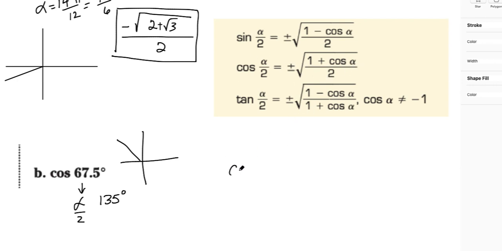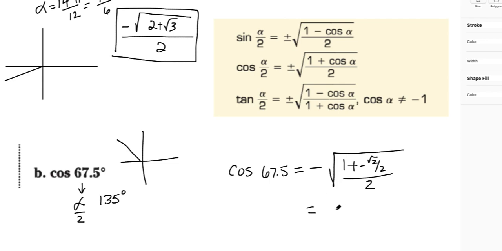So the cosine of 67.5 is going to be equal to, we're in the second quadrant where cosine is negative, so I'm going to put a minus sign there. I'm choosing the negative. 1 plus the cosine of alpha. Well, what's the cosine of alpha? What is the cosine of 135 degrees? Cosine of 135 degrees is square root 2 over 2, but negative. And it's negative because we're in the second quadrant. And then I'm going to divide that by 2 and see what I get.